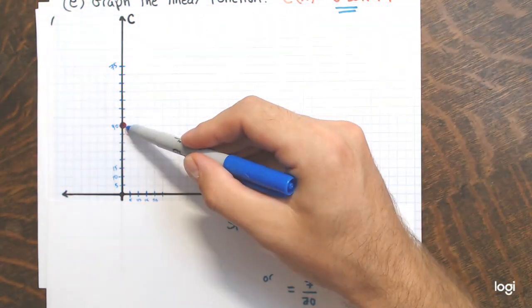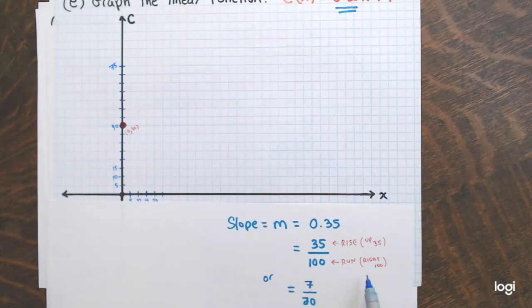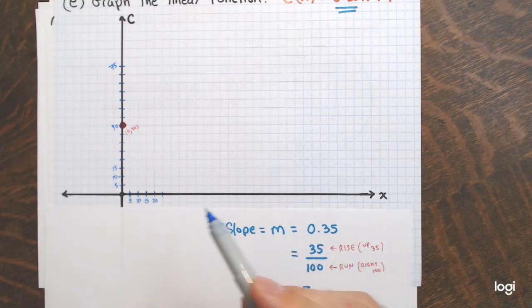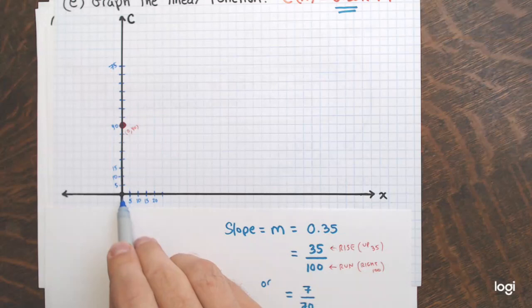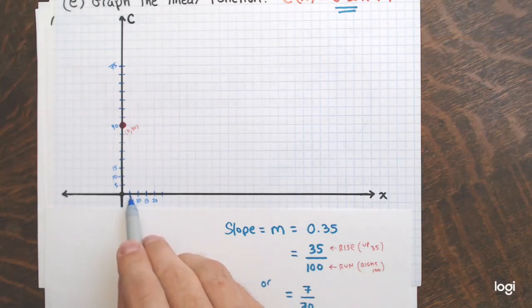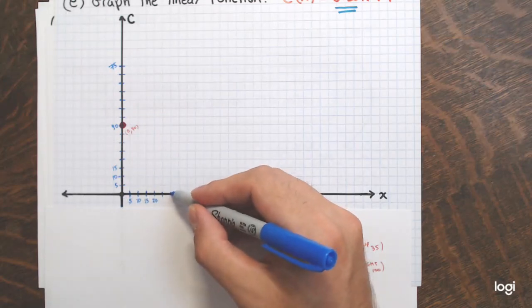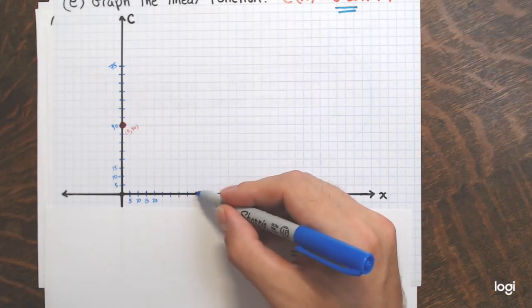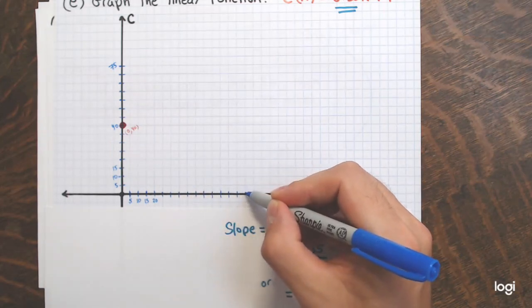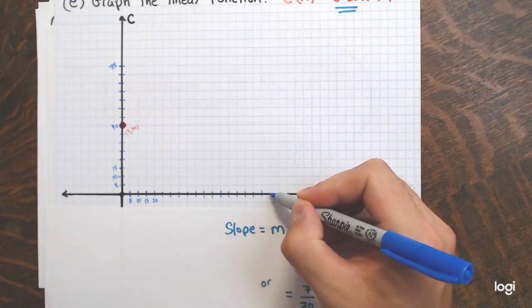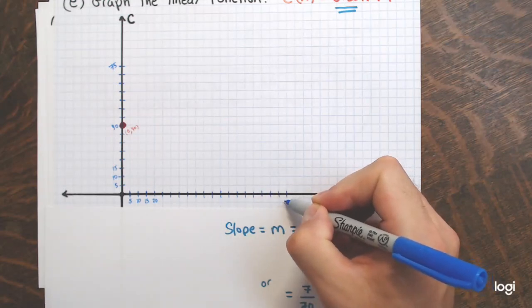So from this point I go up 35 units, and then I go to the right 100. Now 100 is 5 times 20, so that'd be 20 of these squares. So again, I'm at 0 right now on the x. I'm going right 100, 5, 10, 15, 20, 25, 30, 35, 40, 45, 50, 55, 60, 65, 70, 75, 80, 85, 90, 95, 100.